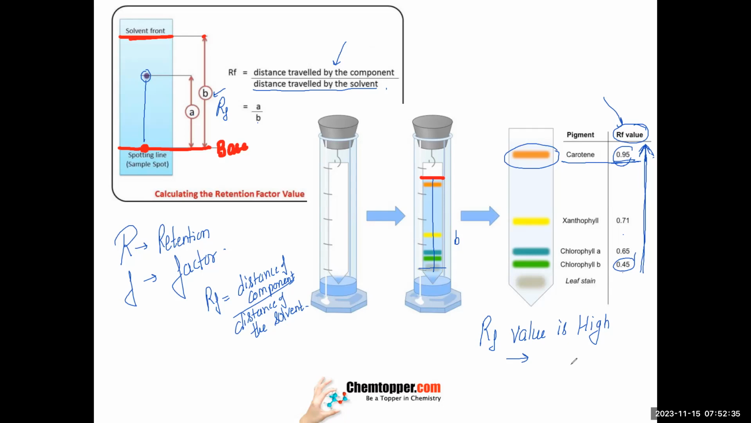To the solvent, yes. RF value is high means more attraction with the mobile phase. More attraction with solvent. Solvent is the mobile phase. And less attraction with the paper. Less attraction with the stationary phase. So please understand this and then we are ready for the questions. So chromatography is done. Ready for questions?